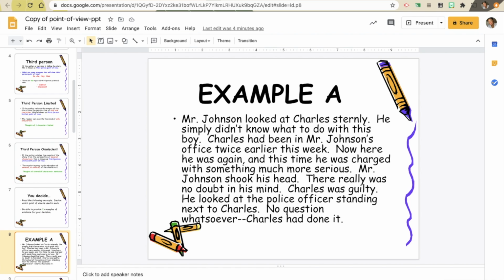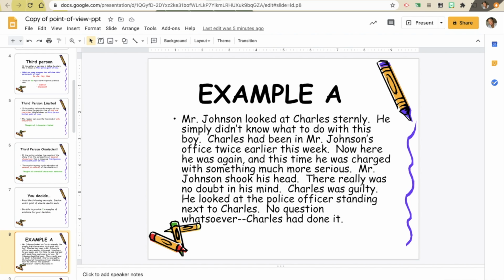Mr. Johnson shook his head. There really was no doubt in his mind. Charles was guilty. He looked at the police officer standing next to Charles. No question whatsoever. Charles had done it.